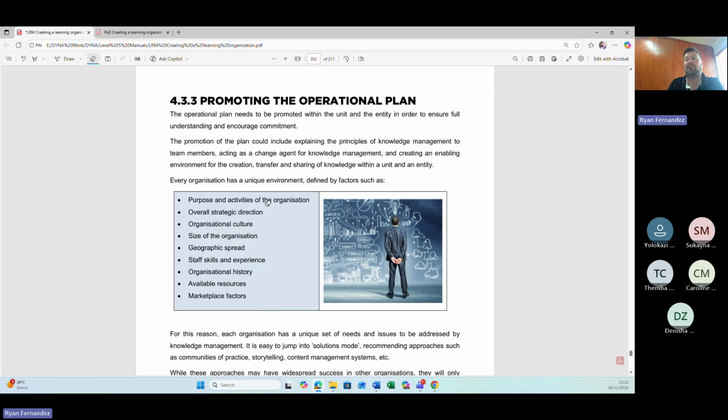So every company has got a specific purpose and activity. We've got overall strategic direction. We have a specific organizational culture. There's a specific size of the organization. There's specific geographic spread. We have certain staff with skills and experience. We have an organizational history. We have available resources, and we have marketplace factors. So this environment will dictate what knowledge is going to be needed. And the more complex this is, the more data we will need.